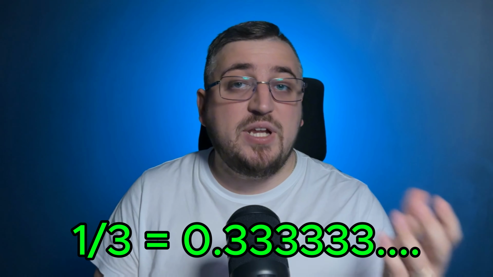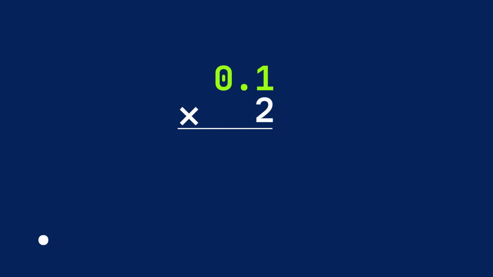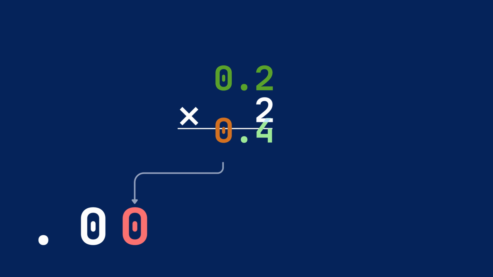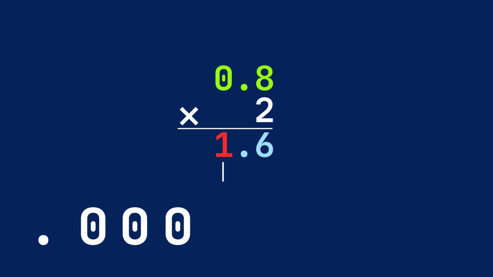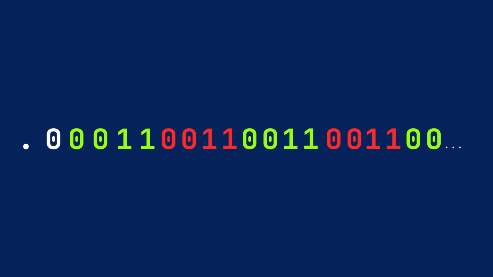Like in base 10, we have numbers like 1/3, which cannot really be written down exactly in decimal format because they turn into an infinitely repeating pattern of 0.33333. Same goes for binary. Some fractions turn into infinitely repeating patterns of bits. For example, this simple 0.1, if transformed into binary, ends up as 0.2, then 0.4, 0.8, 1.6, 1.2, 0.4, wait, we already saw 0.4. It's a repeating pattern. It means that 0.1 is represented by this infinite pattern of bits.